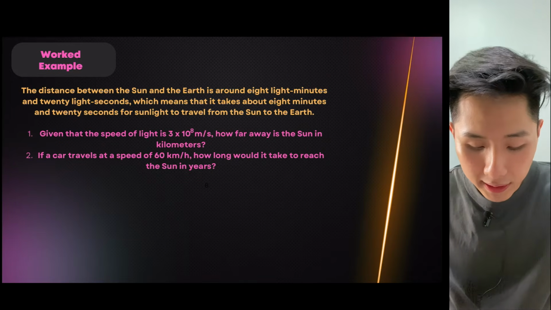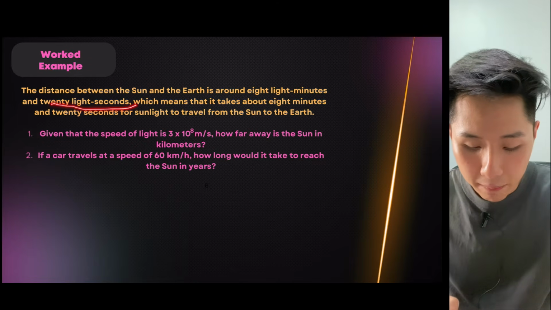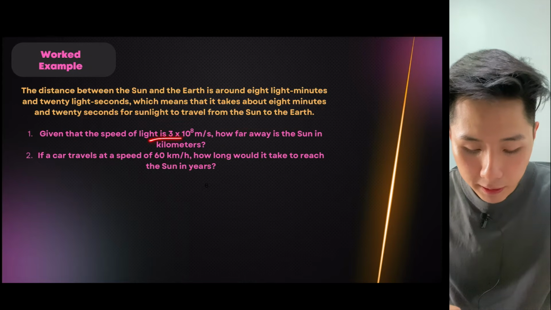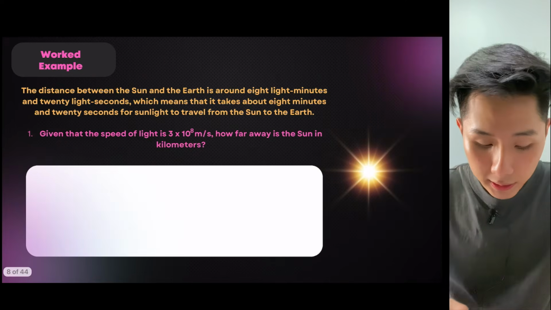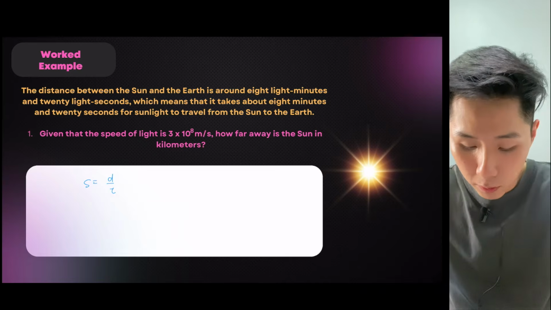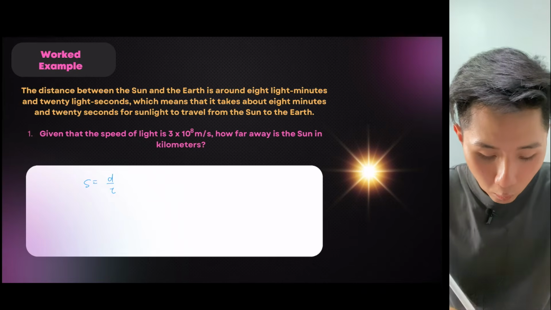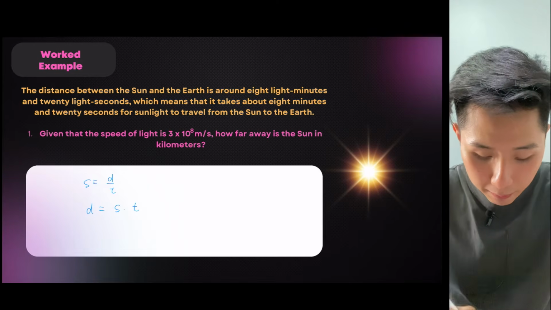The distance between the sun and the earth is around 8 light minutes, 20 light seconds. It means 8 minutes, 20 seconds for light to reach the earth. Given that the speed of light is this, how far away is it? So we can use the formula actually. Speed equals distance over time. We got the speed, we got the time, so we only want to find the distance. So we're going to use speed multiplied by time.